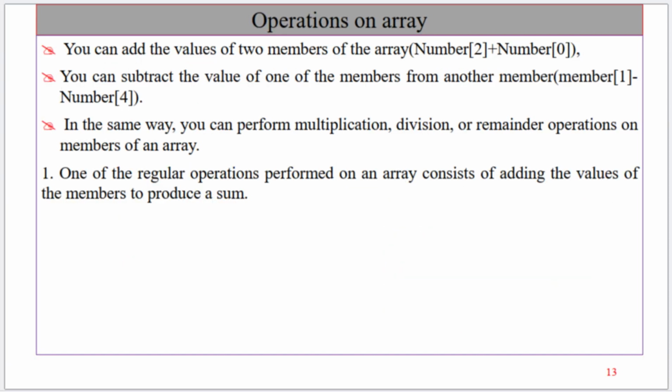Operations on array. You can add the values of members of an array, for example number[2] plus number[0]. You can subtract the value of one member from another member, for example number[1] minus number[4]. In the same way you can perform multiplication, division or remainder operations on members of an array. One of the most regular operations performed on an array consists of adding the values of the members to produce the sum.